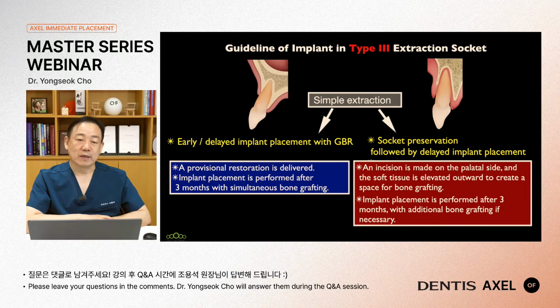Then wait for healing for several months. About 3 months later, open the flap. When there is sufficient bone regeneration, just try simple implant installation. However, when it is still insufficient, then try additional bone graft. So that is a simple way.